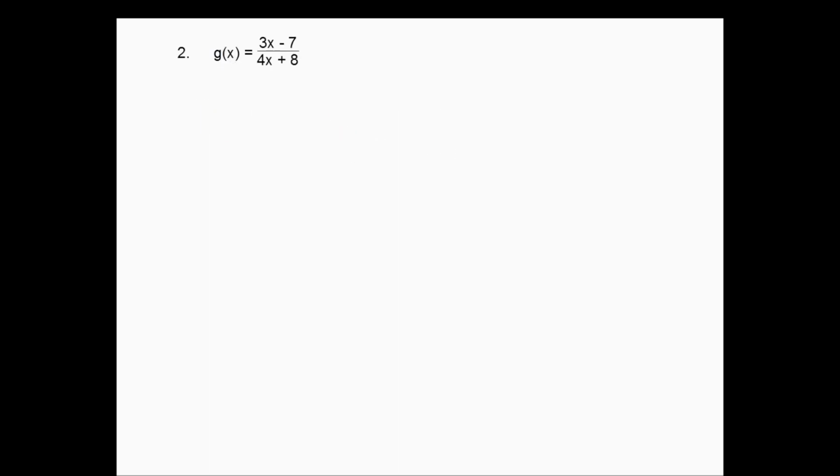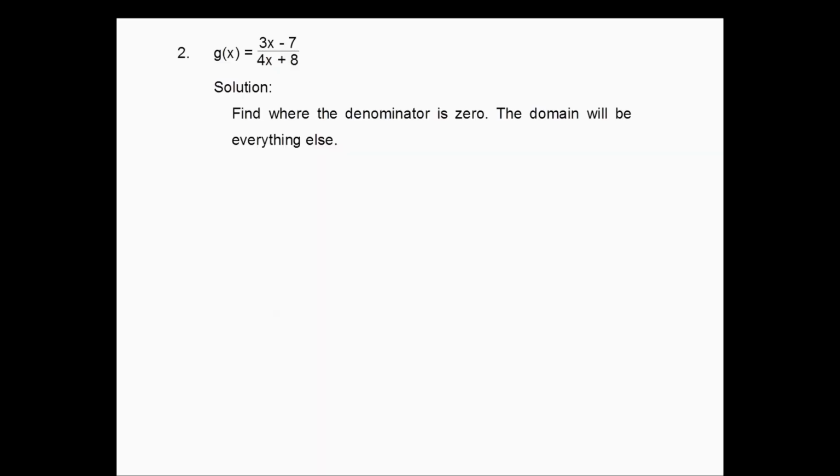Number 2, I've got g of x is 3x minus 7 over 4x plus 8. Okay, I do see a variable in the denominator, so we're going to find where the denominator is equal to 0, and the domain will be everything else. So 4x plus 8 equals 0. Just the denominator. Don't worry about the numerator. Remember, where the numerator is 0, those are the zeros of the function, which correspond to the x values for the x-intercepts.